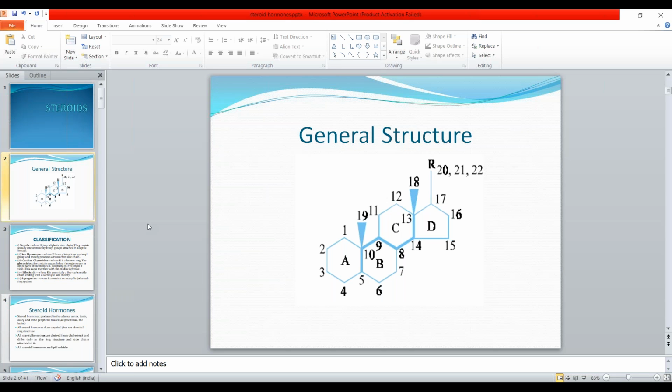If you recollect, this HMG CoA reductase enzyme is the exact target for the anti-hyperlipidemic agents, so that the levels of cholesterol in an individual can be controlled.